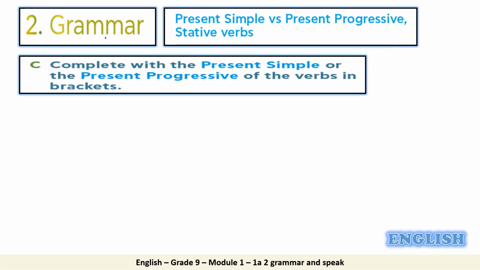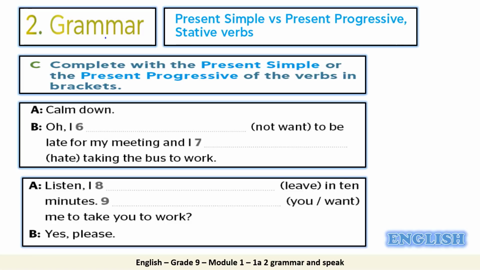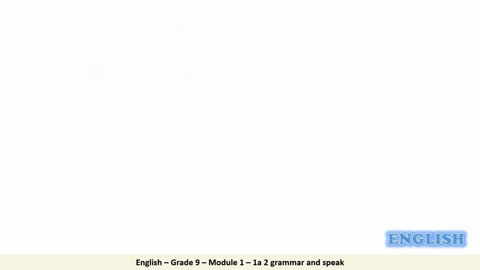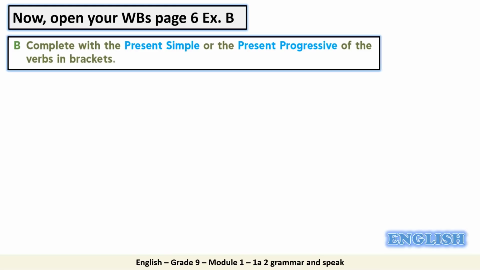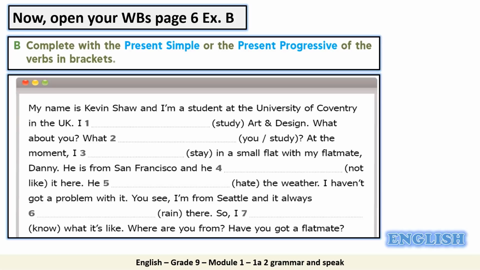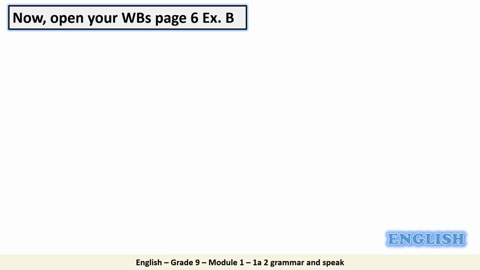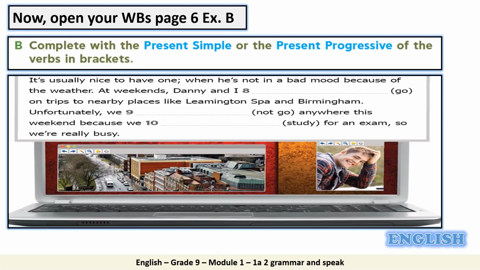After you finish answering the questions in exercise C, follow your teacher's instructions to check your answers. Now open your workbook's page 6, exercise B. Complete with the present simple or the present progressive of the verbs in brackets. Answer the questions and check your answers with your teacher.